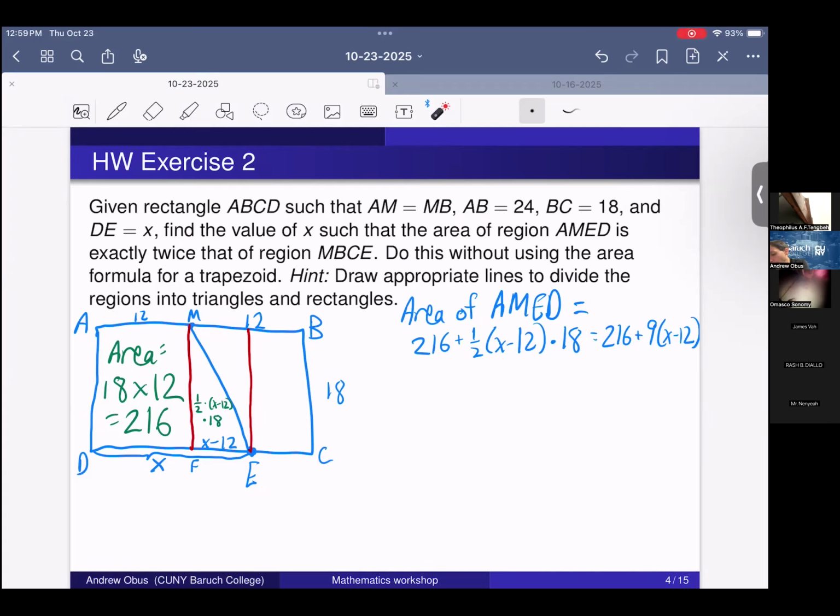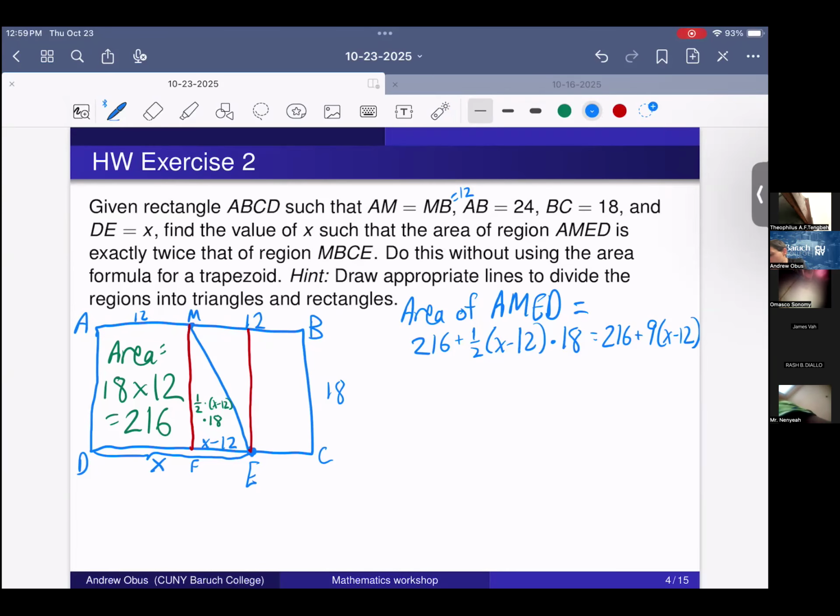Okay. All right. So what do we have over here? Well, we need to figure out what these lengths are. We know that AB is 24. Sorry, this is AM equals MB equals 12. That's a misprint. AM equals MB equals 12. So we know that the entire long side of the rectangle is 24.